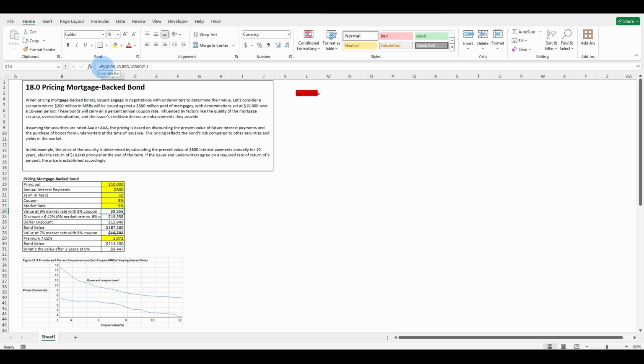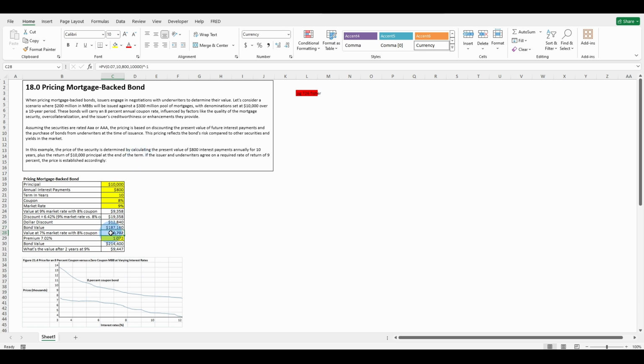So we're going to use this present value factor. We're going to use 9%, 10 years. We're just going to do annual compounding, $800, 10 grand. What's the price? 9,358. We're not going to get into this discount or dollar discount. We'll get into that later. This bond value now, from 200 million, is haircut to 187. 187. But that being said, this is purely an example.